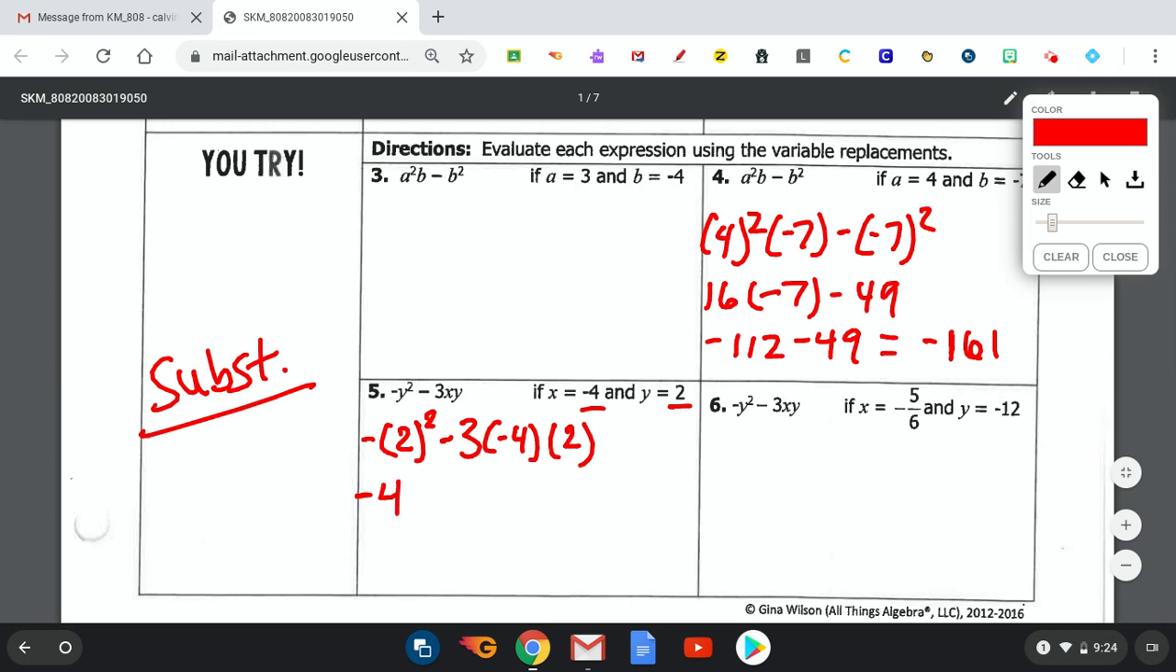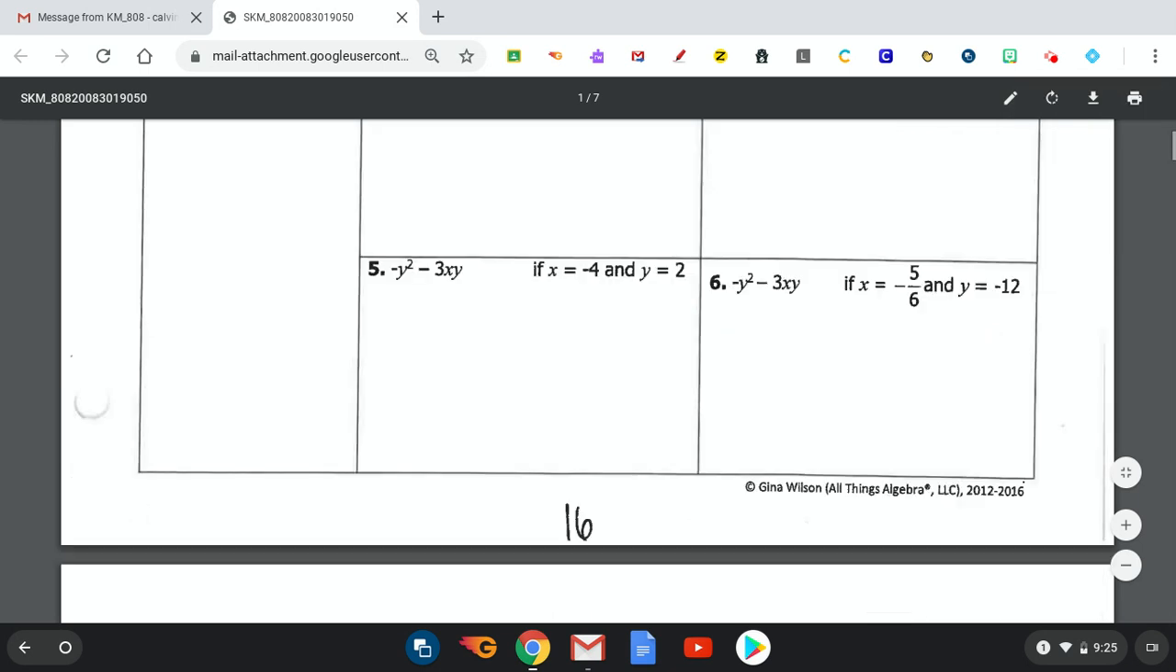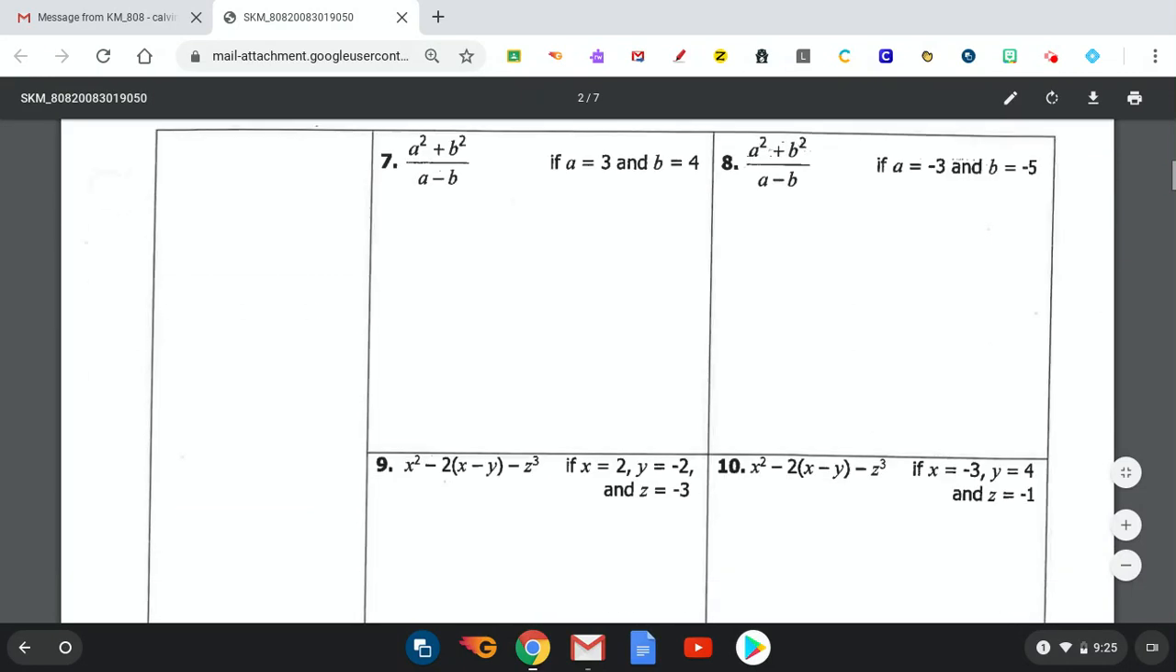Okay. And now I'm multiplying all of this right here. -3 times -4 is a +12. Bring down that 2. Then I bring down my -4 plus 24. And then -4 plus 24 is a +20. Okay. We have a couple more that I want to look over. They're just a little bit different.